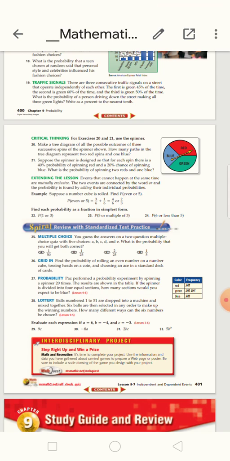Evaluate each fraction if a is 6, b is minus 4, and c is minus 3. 29. 9c. 30. minus 8. 31. 2bc. 32. 5b.